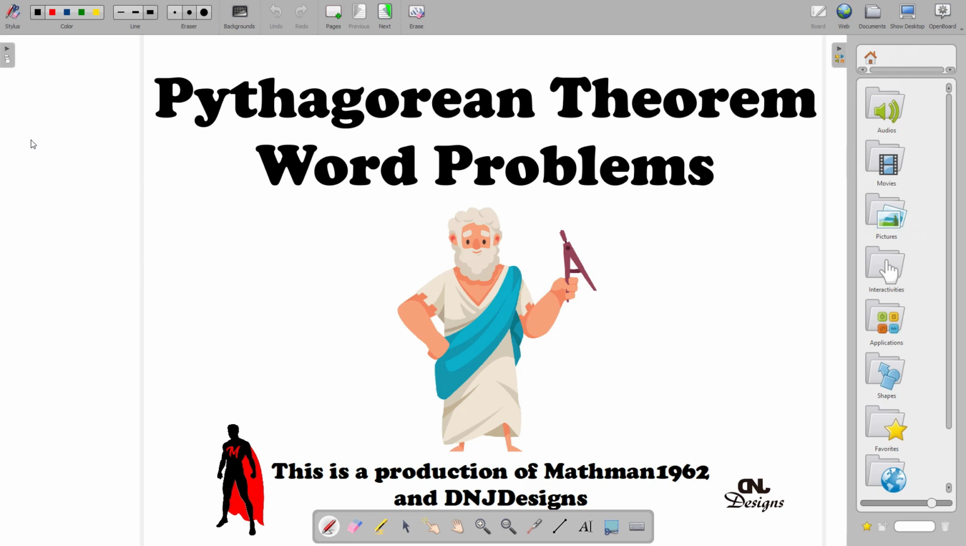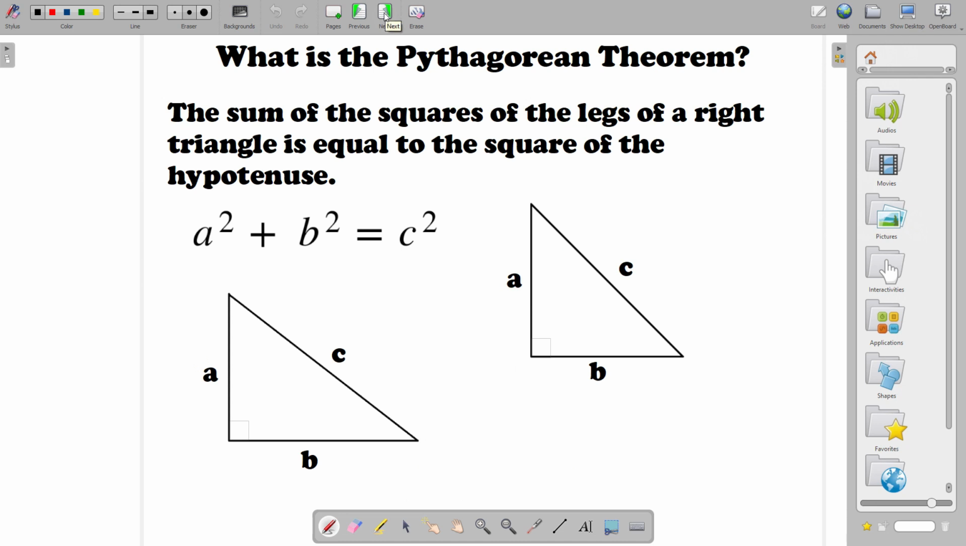We're looking at the Pythagorean Theorem and word problems associated with the Pythagorean Theorem. Well, what is the Pythagorean Theorem? Well, the Pythagorean Theorem states that the sum of the squares of the legs of a right triangle is equal to the square of the hypotenuse.